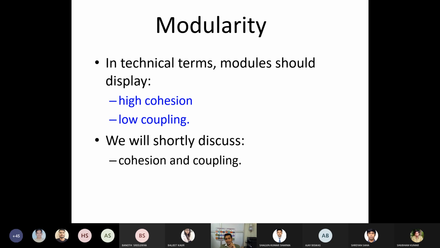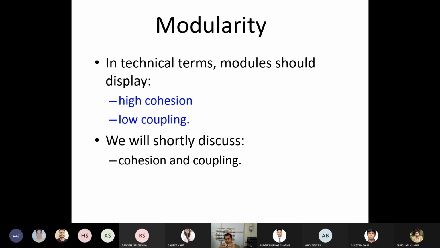As part of modularity, there are two topics we will see mostly: cohesion and coupling. We need high cohesion. When you say cohesion, it means the degree of independence each module has, how cohesive that particular module is. Coupling gives you the degree of interdependency, that means how much a particular module is dependent on the other modules. So cohesion is independence, and coupling is interdependence.